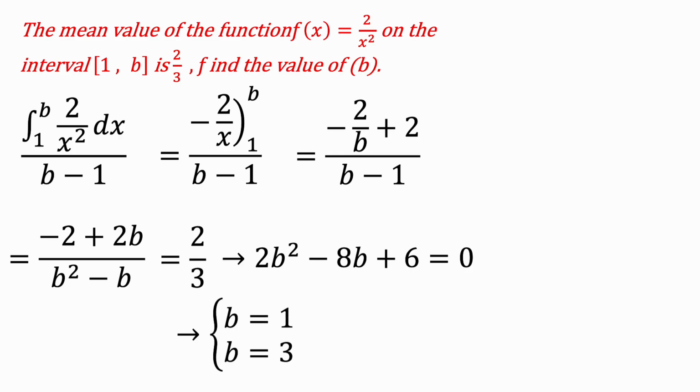Okay, we found two values for b. One of them is 1 and the other is 3. The value b equals 1 is clearly not acceptable. Why? Because if b were 1, the interval would be from 1 to 1. That means the interval length would be 0, so it cannot be used here.